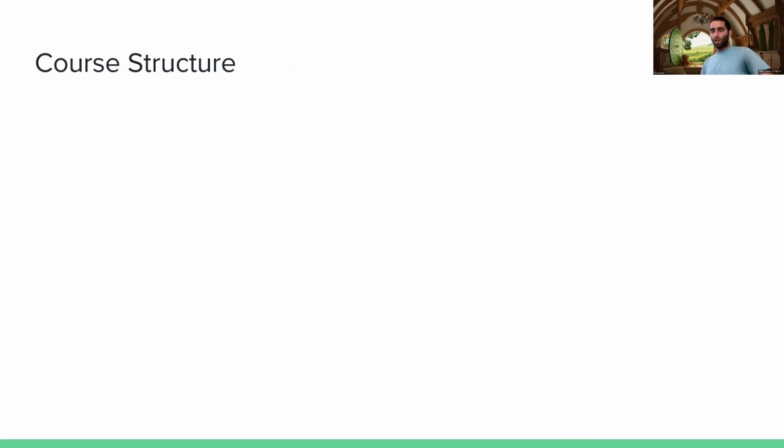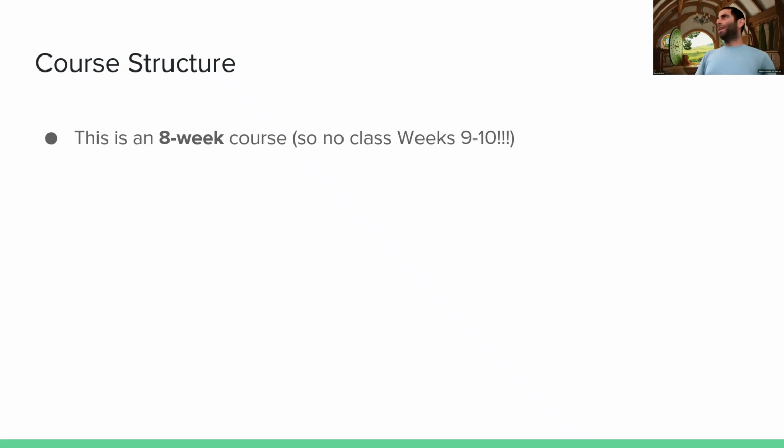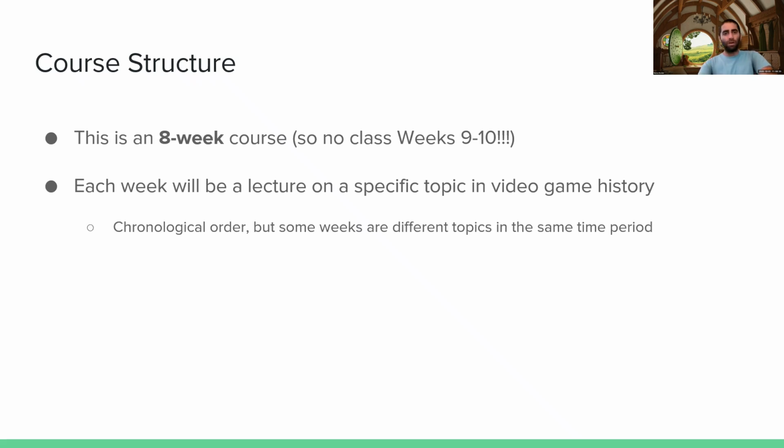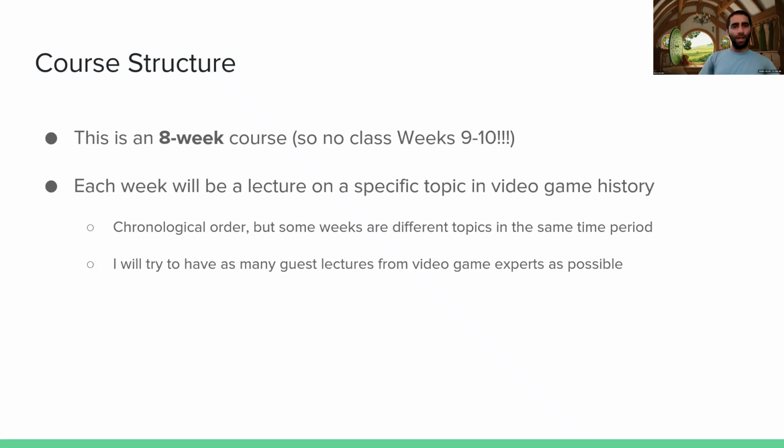So in terms of the course structure, this is going to be an 8-week course, so emphasis on 8 weeks. So we're not going to have any class during weeks 9 or 10. If you show up, I won't be here, but I guess you can hang out if you want. Each week we're going to be talking about a specific topic in video game history, and it's going to go roughly in chronological order. Some specific eras of gaming have a lot of different things happening at the same time, so we might have a couple of weeks in the same period, but on different focuses. But for the most part, as we go forward, it's going to be chronological.